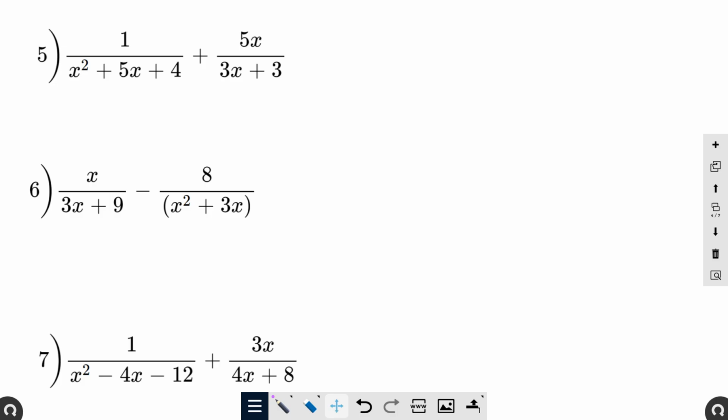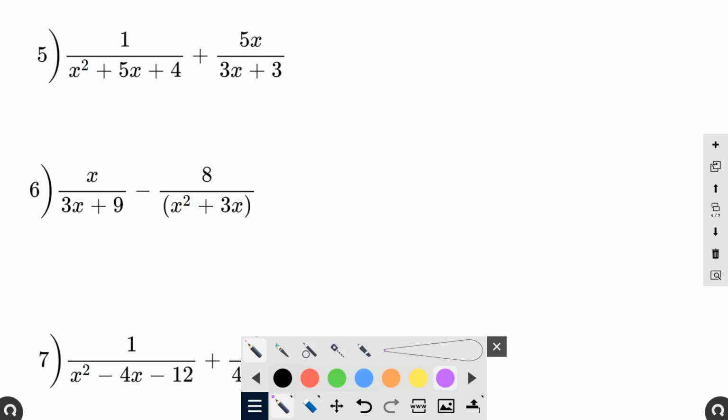So write this one down. We'll do it together. But think about those 4 steps that you wrote down at the beginning. Okay, so what is the first thing we need to do? Factor the denominators. That's right. What kind of problem do we have right here? Short trinomial.